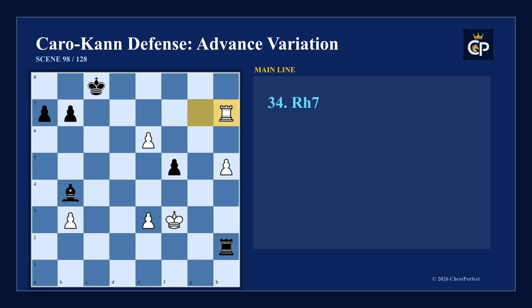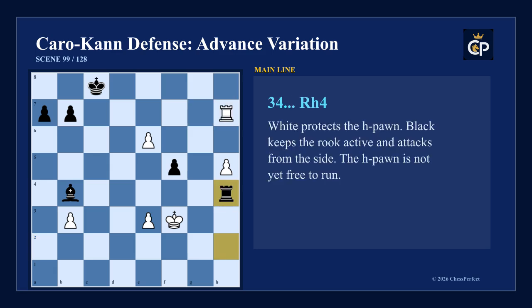Rook h7. Rook h4. White protects the h-pawn. Black keeps the rook active and attacks from the side. The h-pawn is not yet free to run.